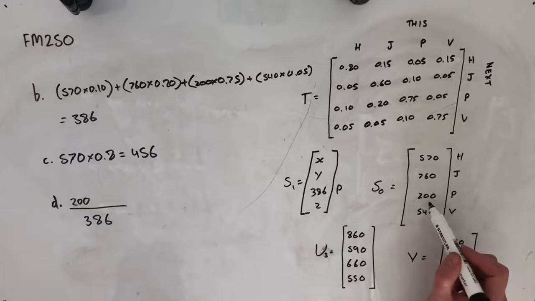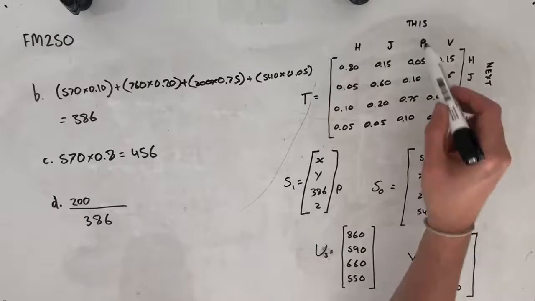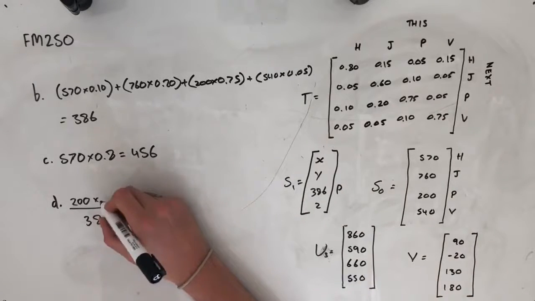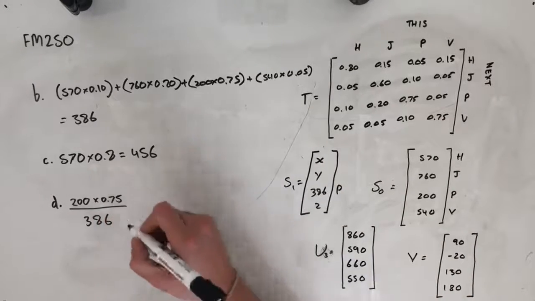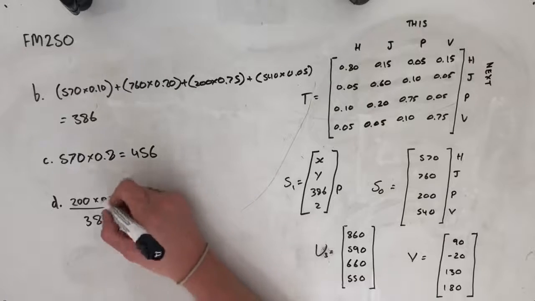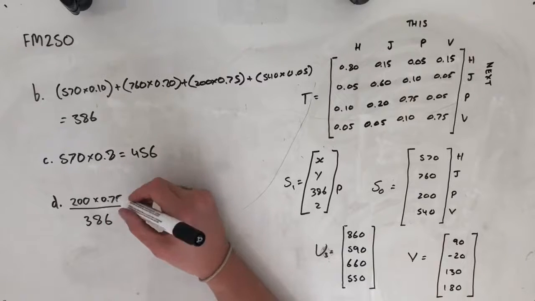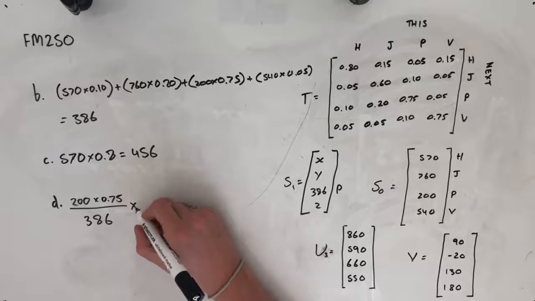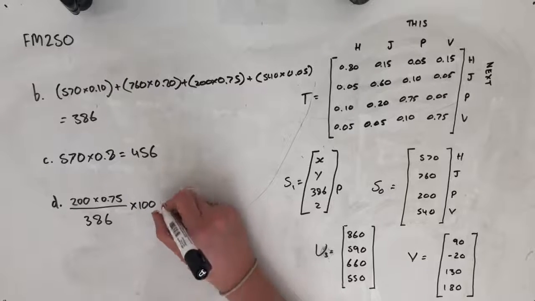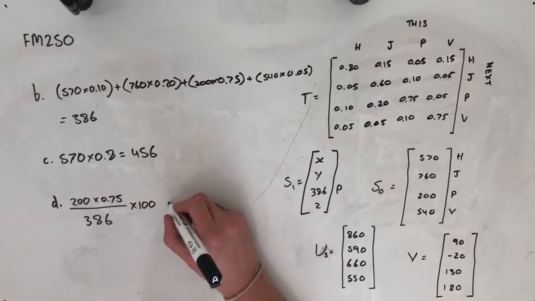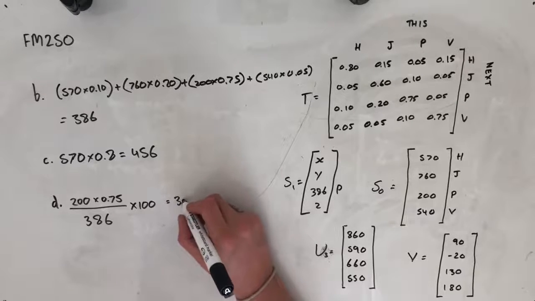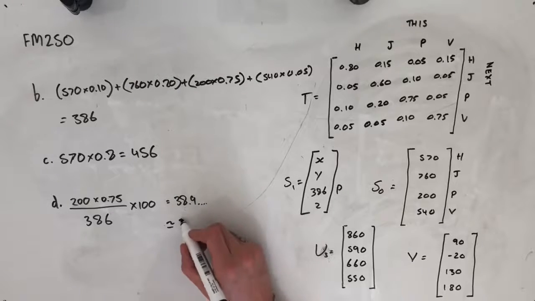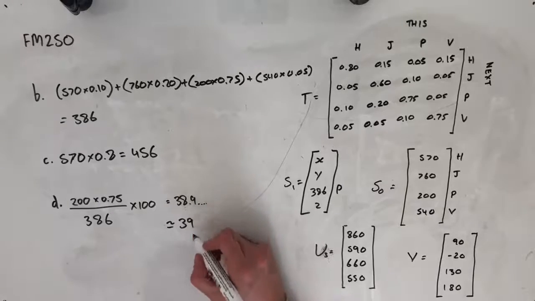So 200 chose it in week 1, and 75% of those customers, I should say, stayed. So if we times that by 0.75, that should give us the total number of customers who stayed, and finding that as a fraction of 386. Of course, we're going to multiply this by 100 in order to convert it into a percentage. So this is equal to 38.9 and then some ongoing decimals, which to the closest percentage ends up becoming 39%.